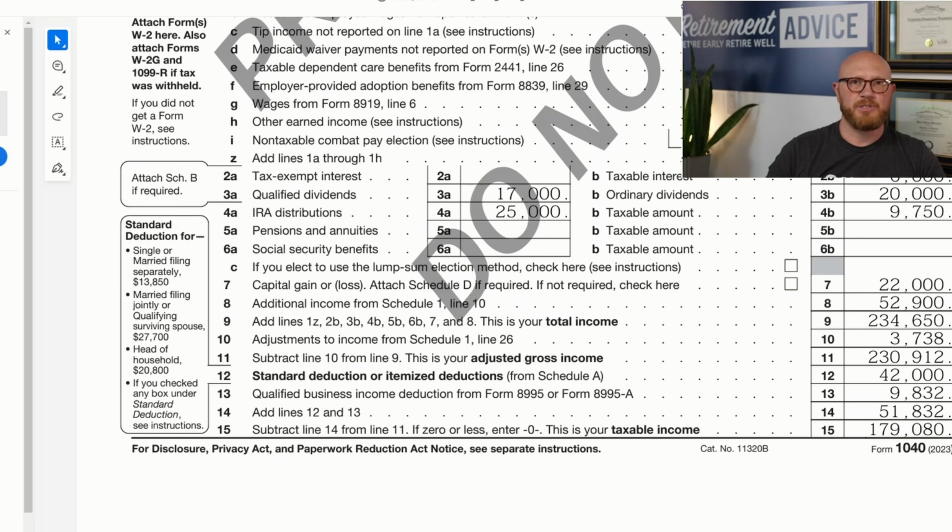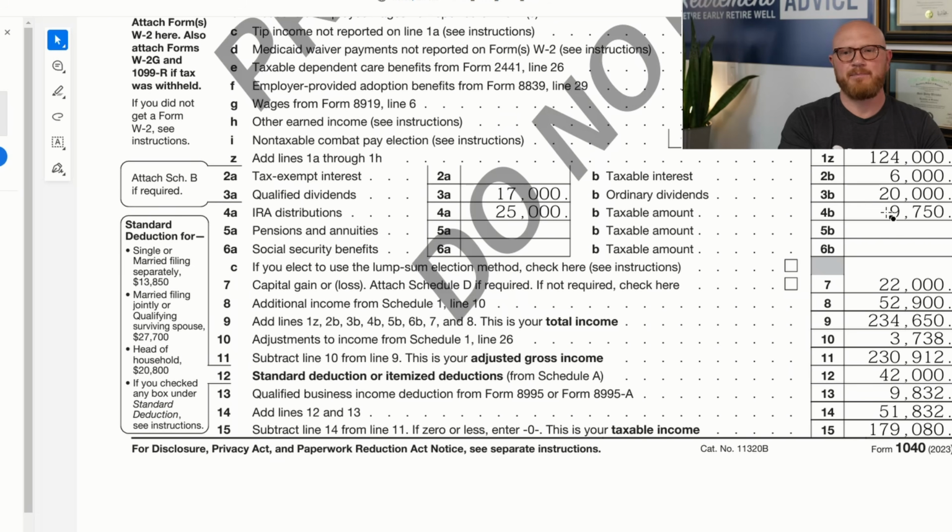Now, when it comes to the Affordable Care Act, you start with your AGI, adjusted gross income, but then there's some modifications. And the acronym for this is MAGI, Modified Adjusted Gross Income. So basically, we're going to take AGI and we're going to modify it. We're going to tweak it. So in this case, this example tax return has a really good example of that.